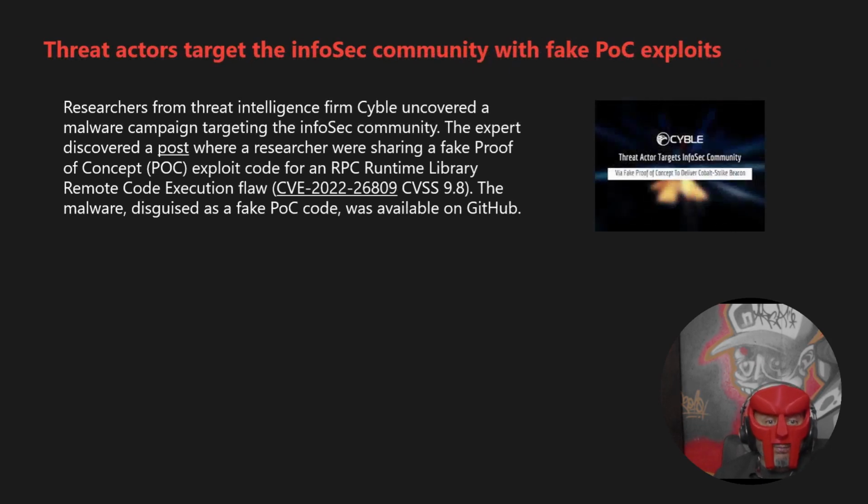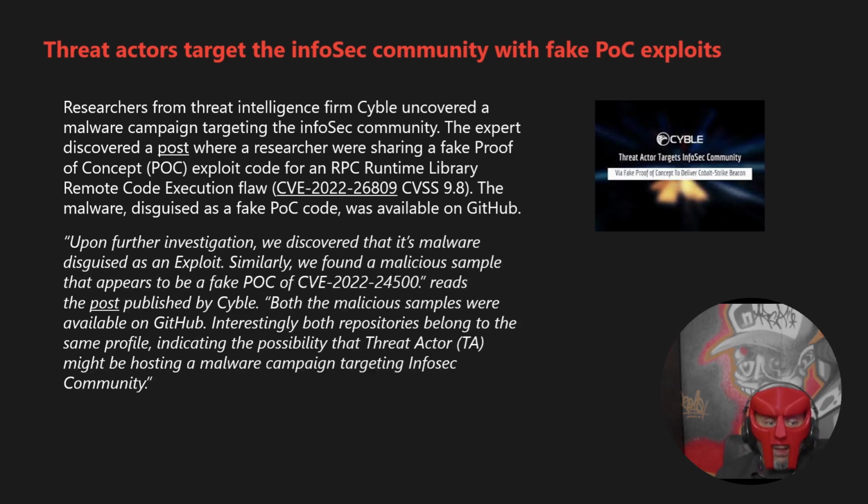Researchers from threat intelligence firm Cyble uncovered a malware campaign targeting the InfoSec community. The expert discovered a post where a researcher was sharing a fake proof-of-concept exploit code for an RPC runtime library remote code execution flaw, CVE 2022-26809, with a CVSS score of 9.8. The malware disguised as a fake proof-of-concept code was available on GitHub. Upon further investigation, we discovered that it's malware disguised as an exploit.